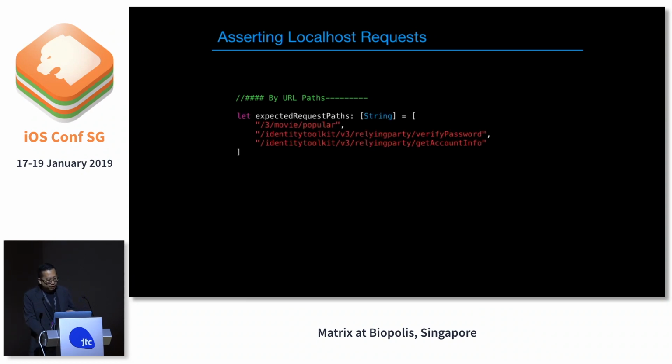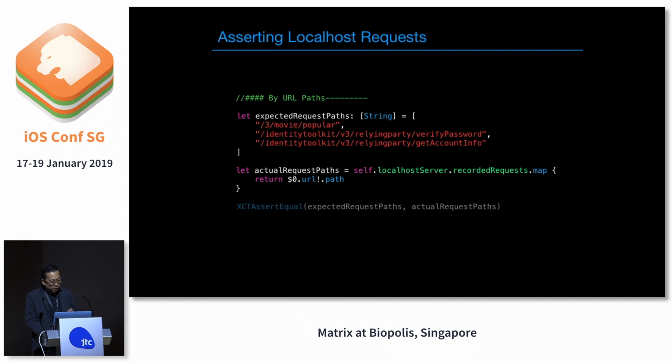We can specify and assert the order of requests just by the URL path being used in our test. Here we have an expected string array with the first item of path 3 movie popular, the second item of path verify password, and the third one get account info. And next we inspect the actual recorded request path, and then we assert that both expected and actual request paths are the same.